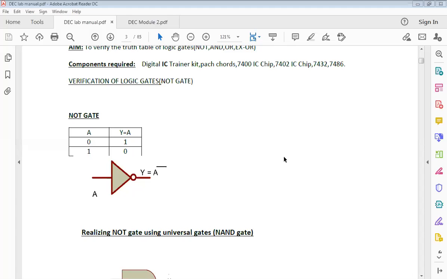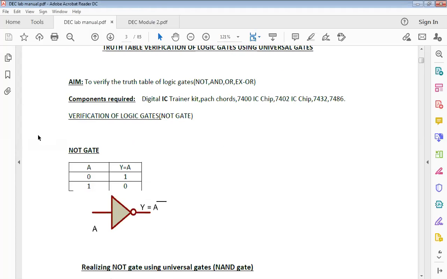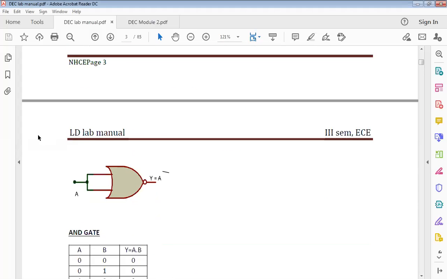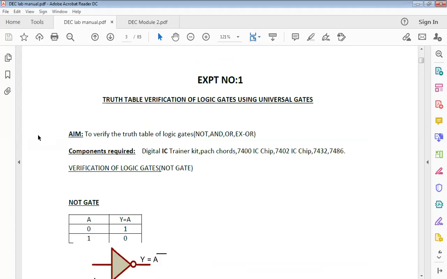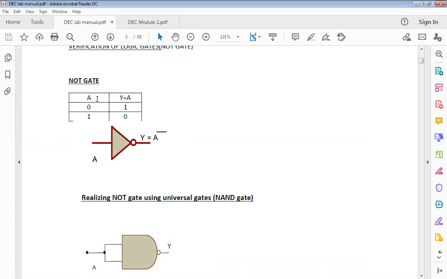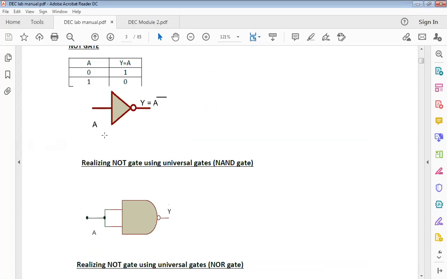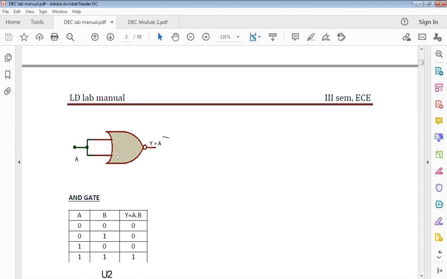Right, so now let us concentrate on the experiment that we have today. The first experiment that you have is with regards to your basic gates. This is just for your practice, to verify the truth table of gates. You all know the truth table of the NOT gate, right? Input 0 1, output 1 0, A, Y is equal to A bar. Then realizing using NAND, both inputs I short, then I get it. Using NOR also I short and then I get it.